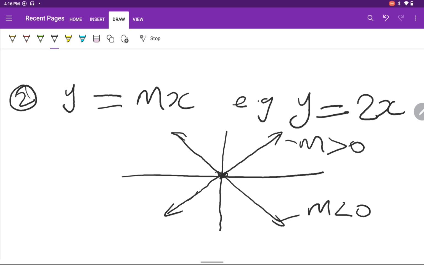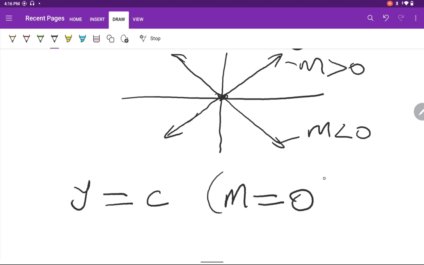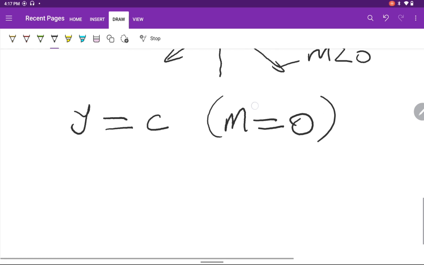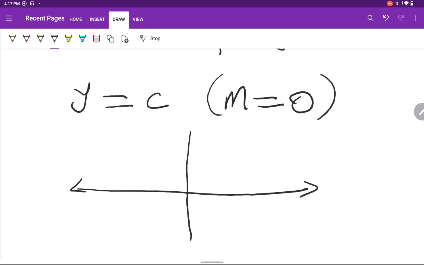All right, so let's look at the situation where there is no m, or we can say m is 0. So in other words, we will have y equals c. In this case, the gradient is 0. So now, if we have a function y equals c, it's going to be a straight line which is parallel to the x-axis. This is the x-axis, this is the y-axis. Let's say this is our 0.